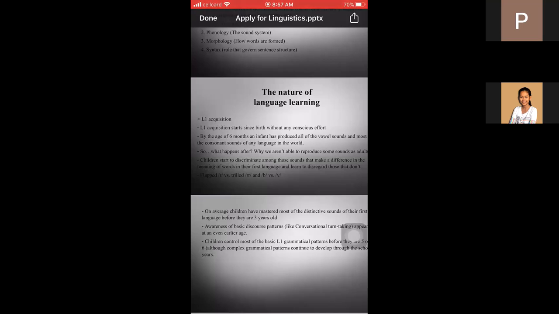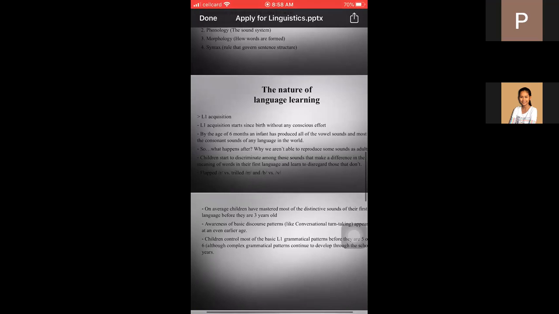Language L1, or we can say first language acquisition. L1 acquisition starts first without any consistent effort. It leads to native speaker, mother tongue, and then we call it L1 or first language.